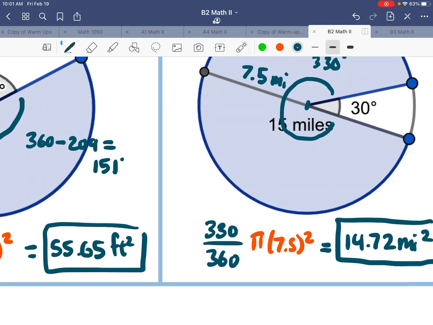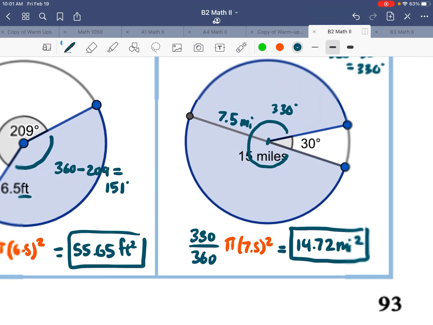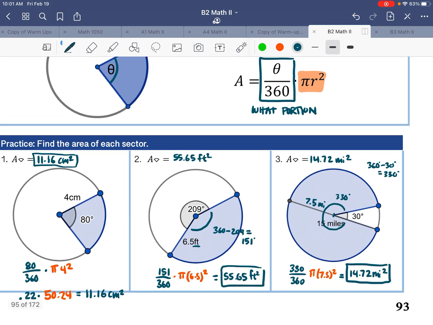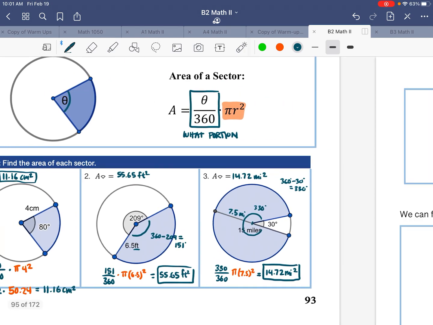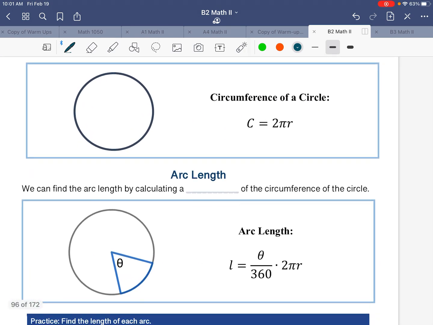So the portion is that fraction out of 360, so it's just the angle out of 360. And then this orange part is just the area of the whole circle, so pi r squared. Not too bad to remember.